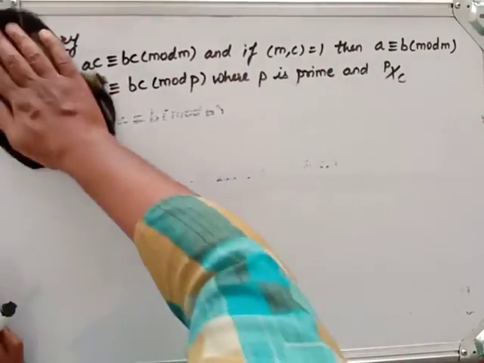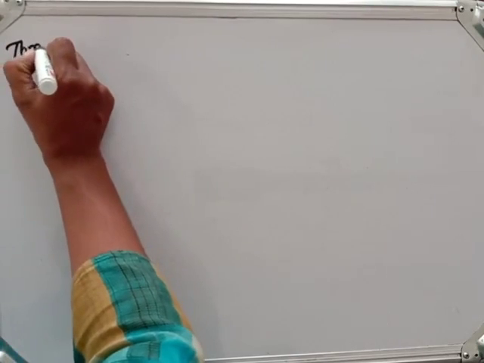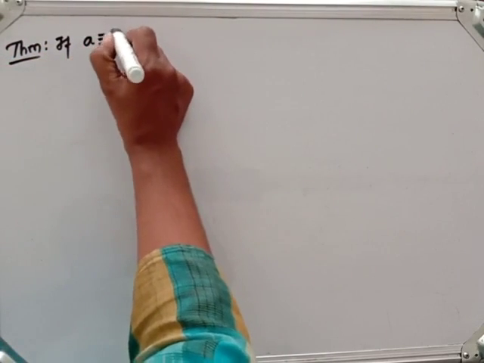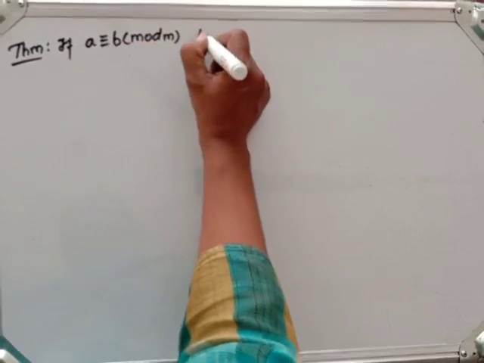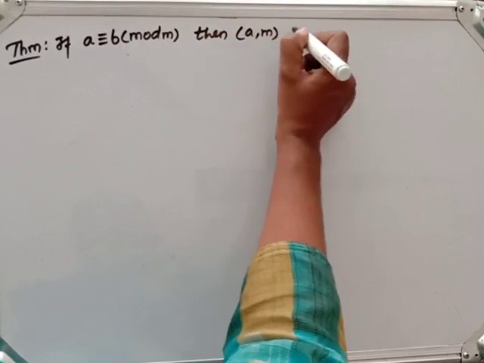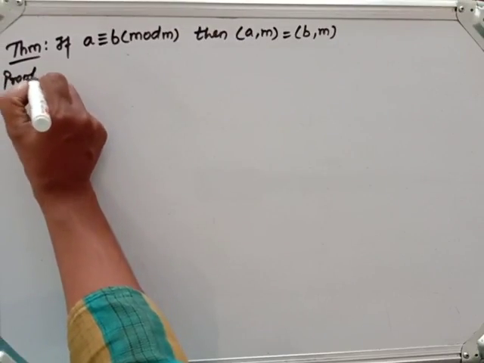The next theorem says that if A is congruent to B modulo M, then the GCD of A and M and the GCD of B and M are the same. The statement says if A is congruent to B modulo M, then GCD of A and M is the same as the GCD of B and M. So let us prove this.